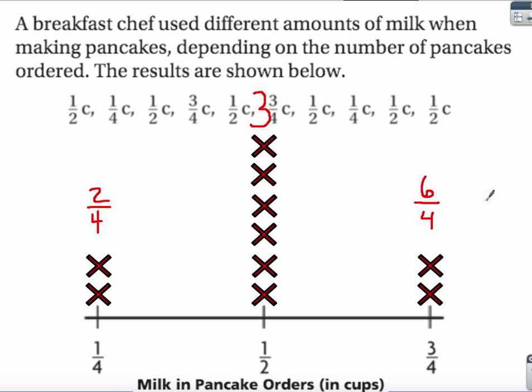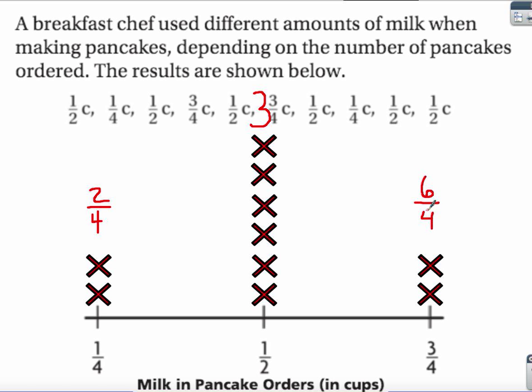Now, sometimes they might ask you what is the total weight or the total amount of milk the chef used in half-cup portions. Well, if we look at this, we have already added it up. It looks like the chef used 3 cups total in the half-cup portions. If they asked about the 1/4 cup, you could say 1/2 cup or 2/4. And for the 3/4, how much total milk did they use? Well, it'd be 1.5 or 1 2/4.